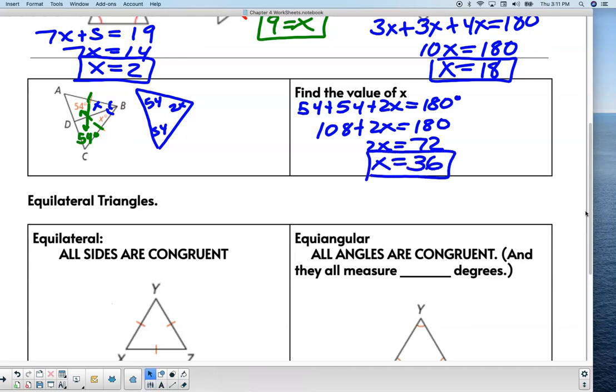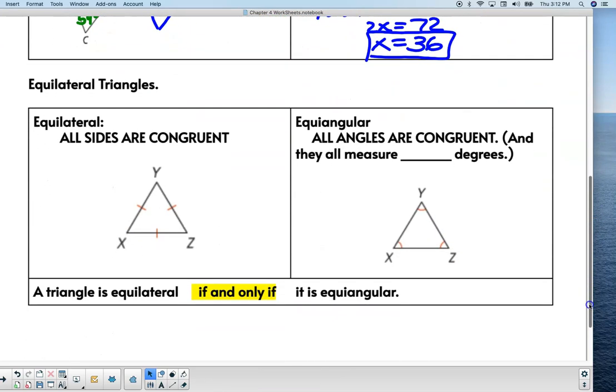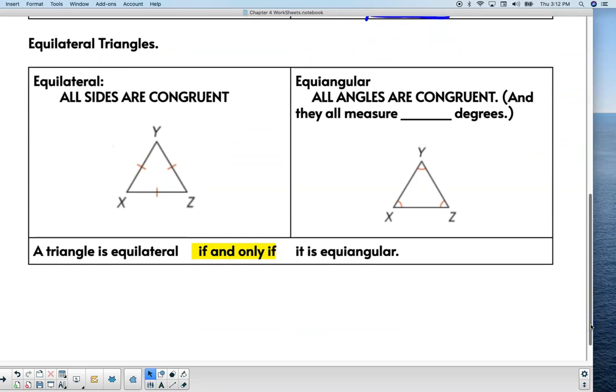Now that's all we've got for isosceles triangle properties. We're going to look at equilateral triangles. Now, when I'm looking at equilateral triangles, I'm talking about this being equilateral. All sides are congruent. Okay? Now, knowing that all angles are congruent, all angles are congruent. So an equilateral triangle is also an equiangular triangle.